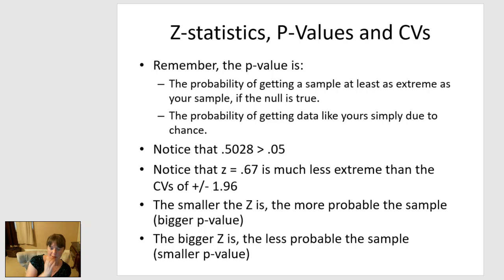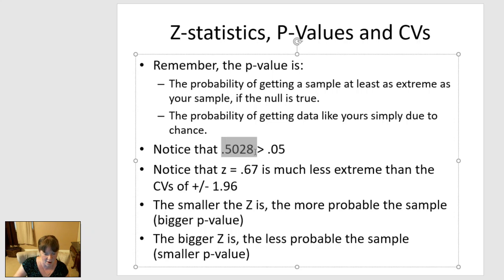And remember, the p-value is the probability of getting a sample like yours if the null is true. Put in everyday language, the p-value is the probability of seeing 30 simply due to chance. There is a probability of 0.5028 of seeing something like 30 just due to chance. Well, then I can't reject the null. I have to stick with that boring null hypothesis. Head Start doesn't work.